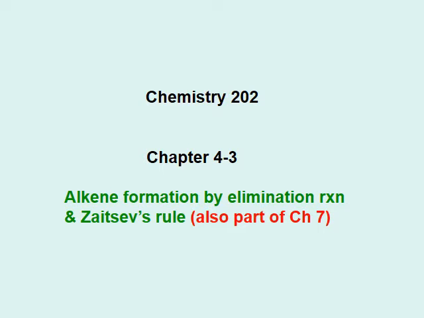In this section, we'll discuss alkene formation by elimination reaction of alkyl halide. Now, we are going to apply what is called Zaitsev's rule, and sometimes it could be elimination of H and OH. But in most cases, we'll show you elimination of hydrogen and a halogen.